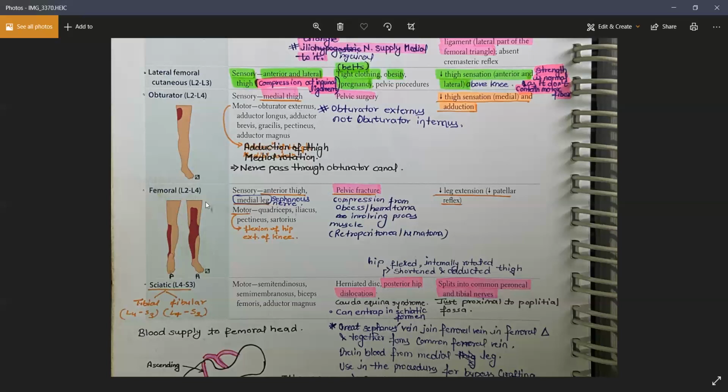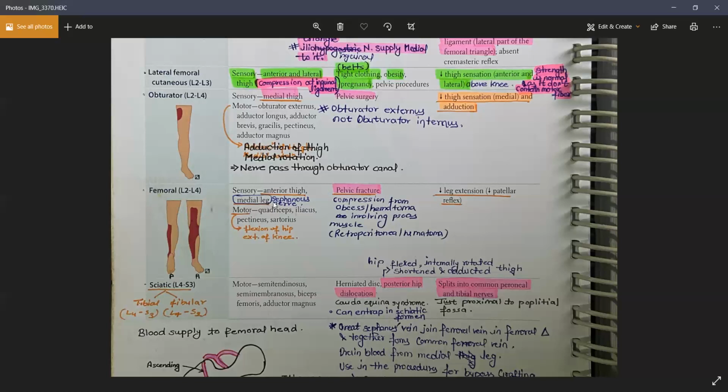Okay, if you want to summarize all the functions of this nerve, you can say that it is involved in the flexion of the hip as well as the extension at the knee. So whenever you get damage to this nerve, you will always have a loss of flexion at the hip and extension of the knee, because all of the muscles this nerve supplies are involved in these actions. Any kind of pelvic fracture can lead to damage to this nerve.